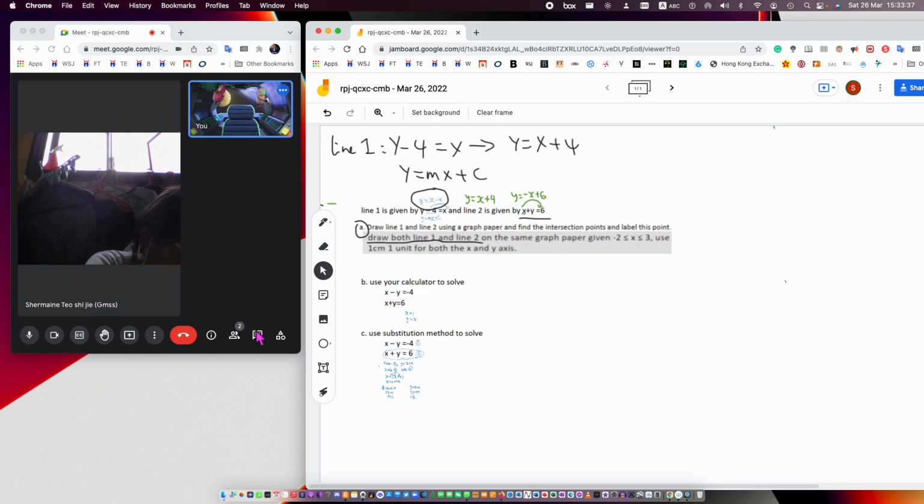Okay, which one is which? Now I can start to see. The first one is the question on the Jamboard. So the first one is line what?